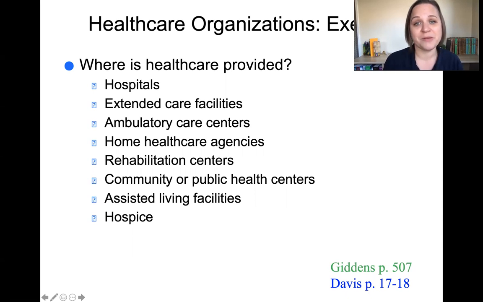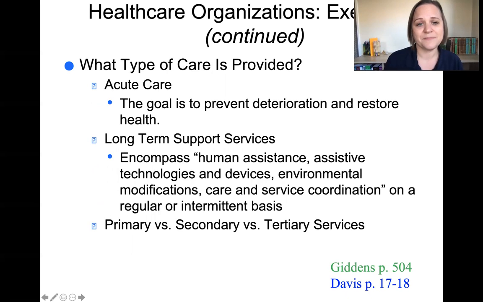The Cicero Health Department's a great example of that. Assisted living facilities and hospice. And these healthcare organizations can provide either acute care, where the goal is to prevent deterioration and restore health, so fixing problems, or long-term support when someone's not really going to get better, but they just need long-term healthcare assistance. And then remember those primary, secondary, and tertiary services. Primary meaning prevention, secondary meaning screening, and tertiary meaning treatment.